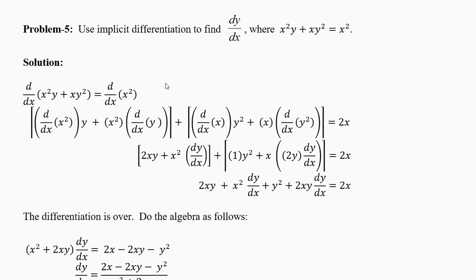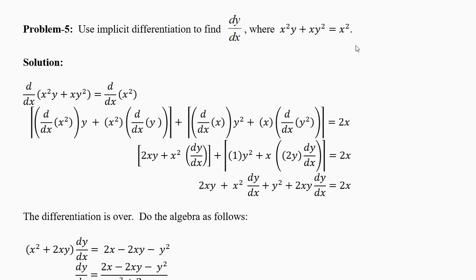Now use implicit differentiation to find dy by dx where x square y plus xy square equal to x square. This question is easier than the last question in some ways. Your first term is x square y. Put it here in this bracket. We'll deal with that term. Second term is xy square. We'll be dealing with the xy square in the second bracket, square bracket.